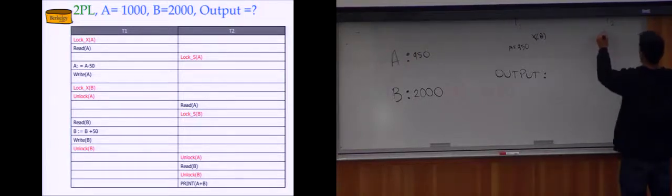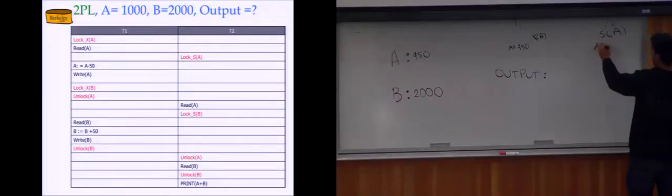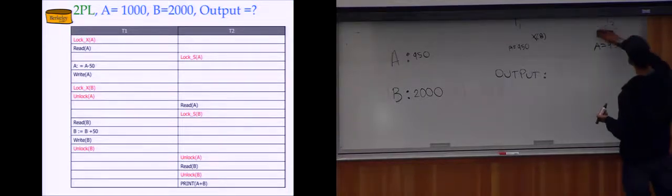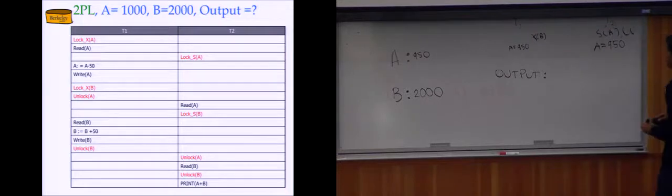The next thing that happens is T2 wakes up because A is no longer locked, and it gets its shared lock. The lock manager gives a shared lock on A to T2. And T2 can now read A. It gets 950, and it requests a shared lock on B, but it cannot get it because T1 has an exclusive lock on B. At which point, T1 can now read B.